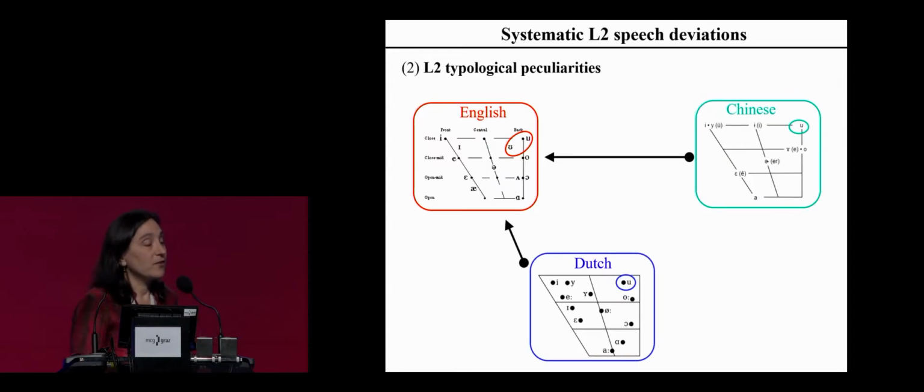Another source of structural interaction that will lead to high systematicity of L2 speech deviations comes from, again, L1, L2 interactions, but these interactions are driven by typological peculiarities of the L2. English has many of these. For example, English is a little unusual in that it has that vowel contrast up in the high back corner of the vowel space. This is the contrast between oo and u, as you might get between the name Luke and the word look. That's rather unusual. It's a typological peculiarity of English. Neither Chinese nor Dutch has this contrast.